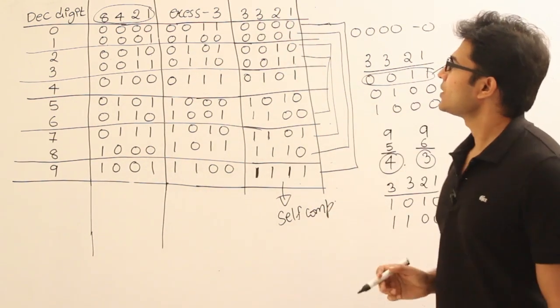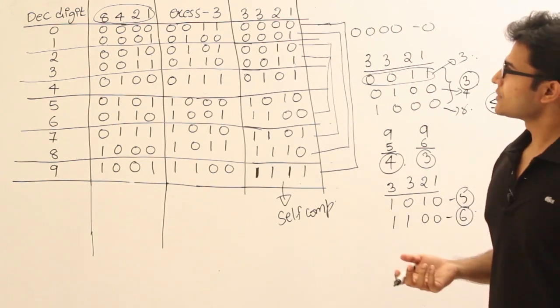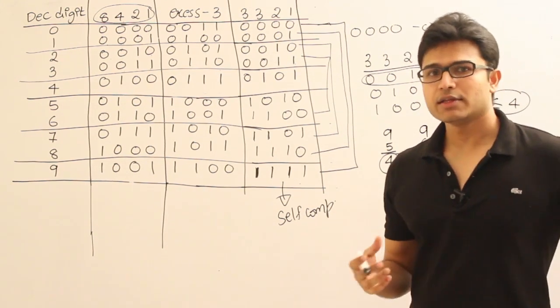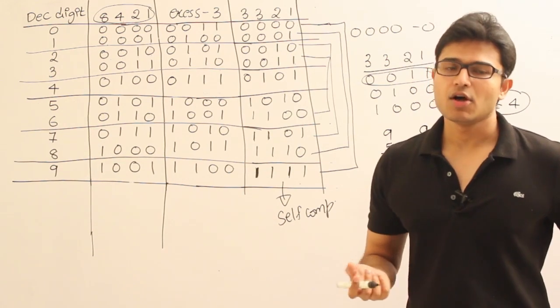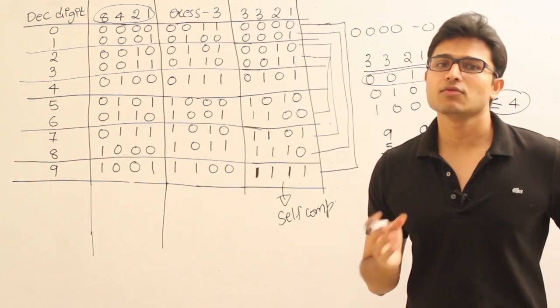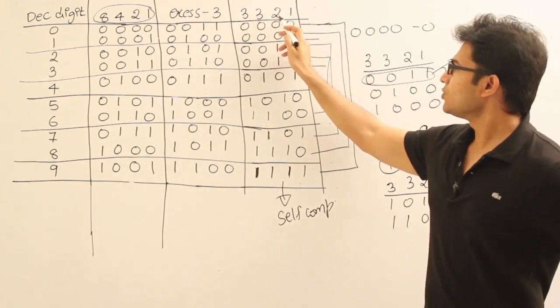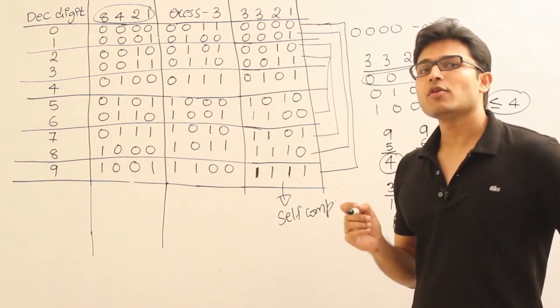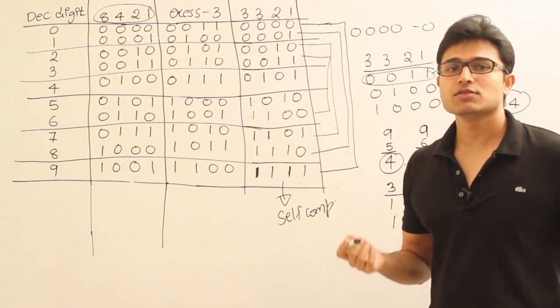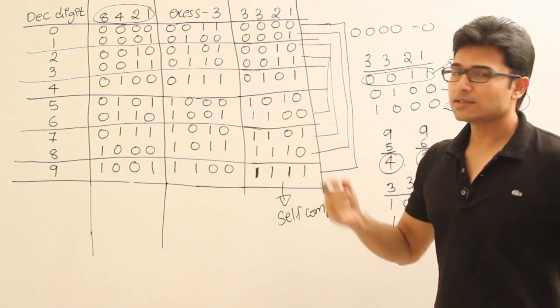So 3321 is self-complementing. One interesting property is that when the sum of the weights is equal to 9, generally the code can be self-complementing. If the sum of the weights is not equal to 9, it cannot be self-complementing in the case of weighted codes. Therefore 3321 is a weighted code and the sum of the weights is equal to 9, so it can be self-complementing, and yes, it turned out to be self-complementing.